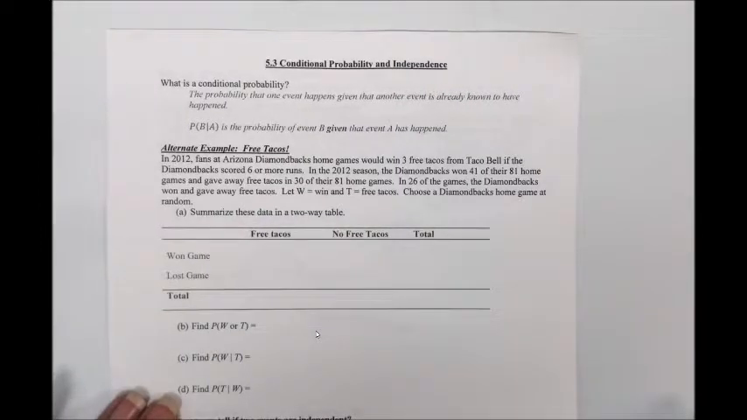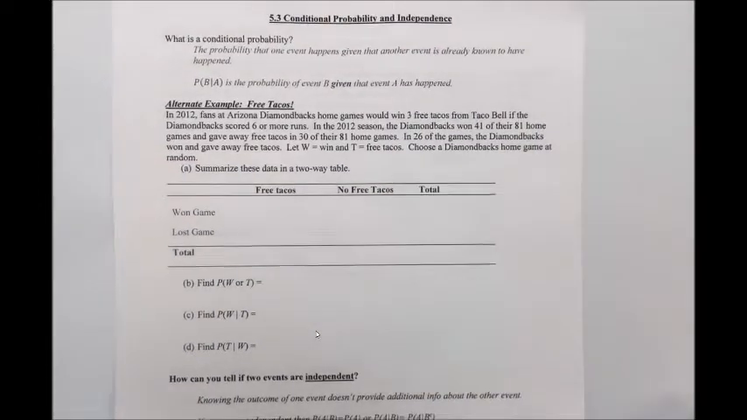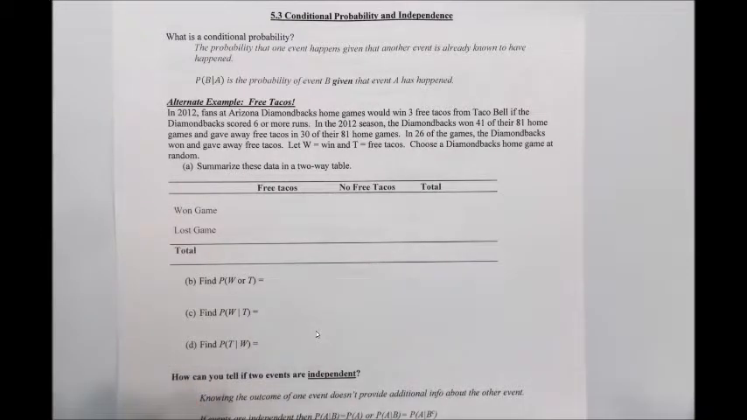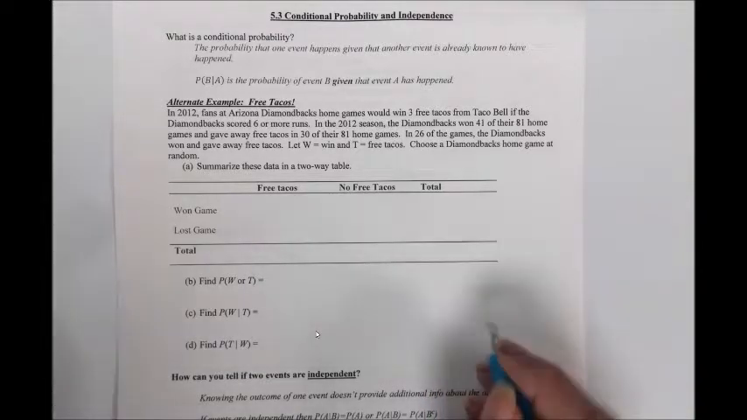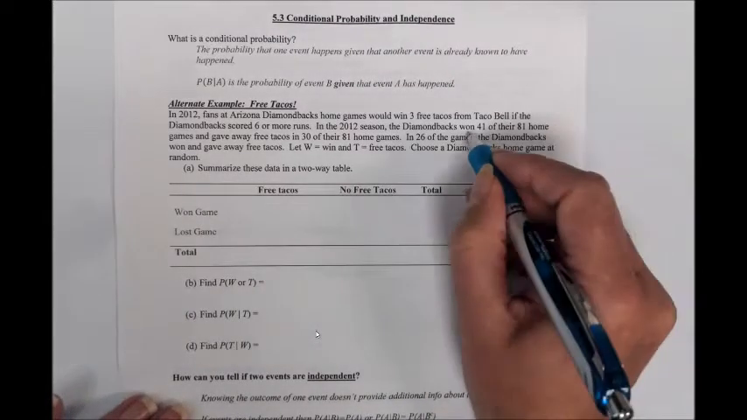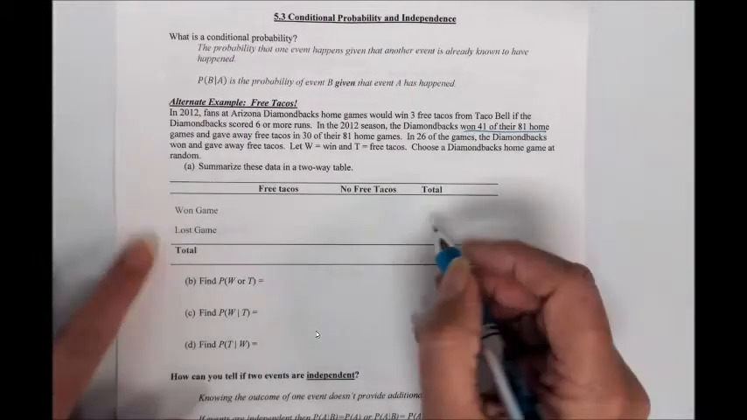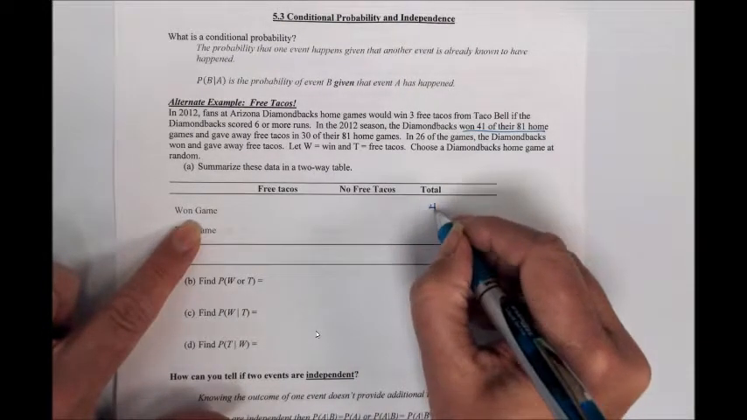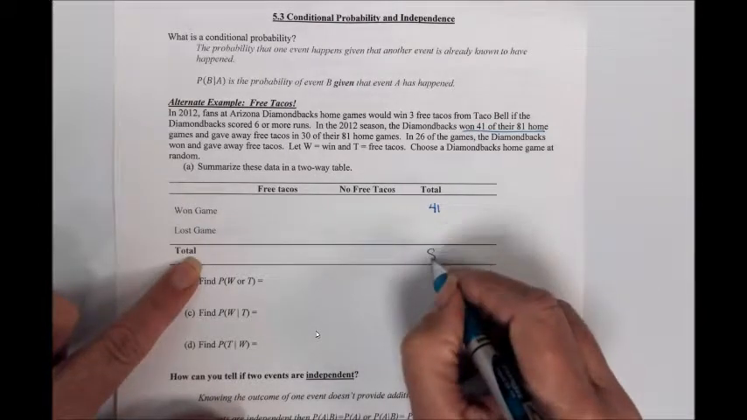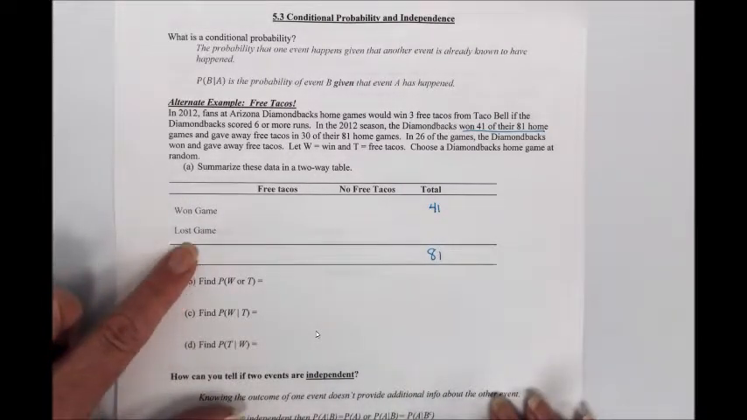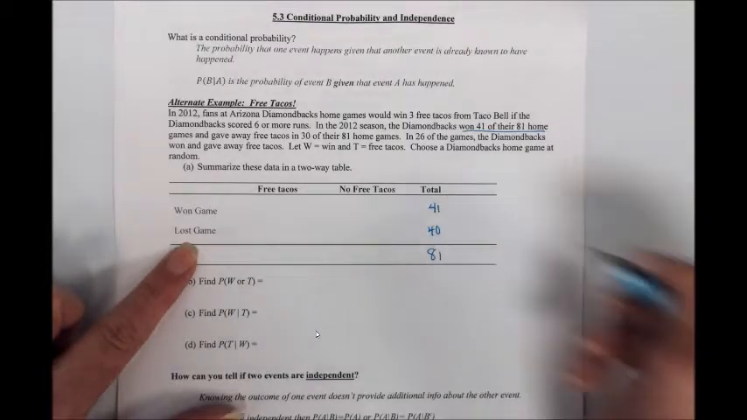So first thing we want to do, because there are formulas we can use, but they're actually kind of confusing, it's easier if you can just organize your information into a two-way table or a Venn diagram. So what do I know? I know for sure that they played 81 games, and that they won 41 of their 81 home games. So under wins, they won 41, and we know they played a total of 81, so I can figure out that they lost 40.